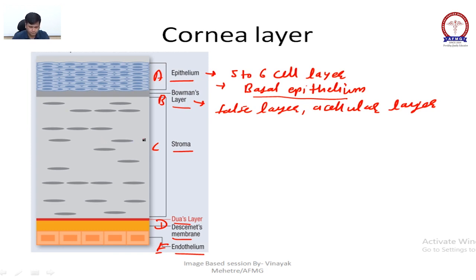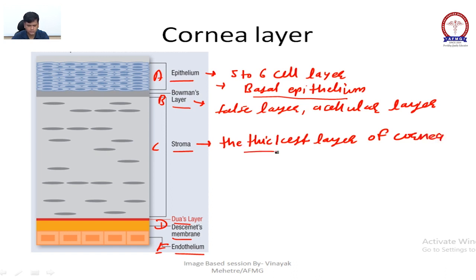Now, stroma. Stroma is the thickest layer of cornea. Thickest. Here you can see how much it is. Almost it consists of 70 to 90% of cornea.